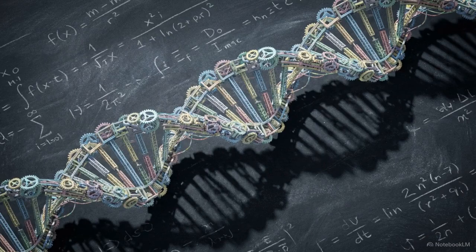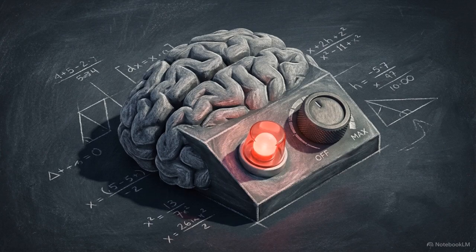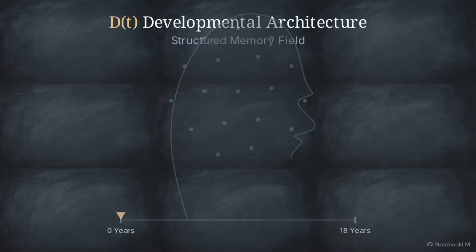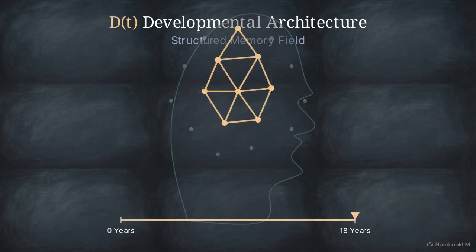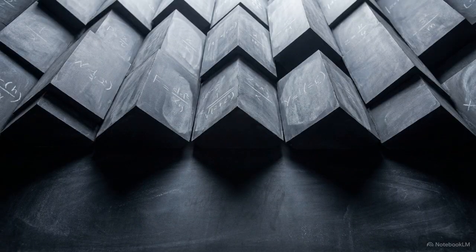The G represents your genetic baseline, the hardware that sets your natural sensitivity to social inputs and threat detection. D of T is your developmental architecture. This represents the years of learned pathways and memory attractors that define your capacity to regulate strain. Finally, S of T is the situational strain, the immediate pressure of the environment you are in right now.